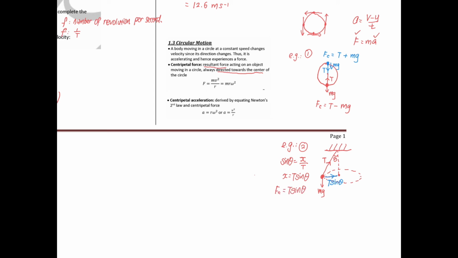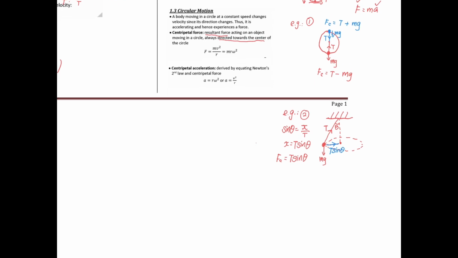So which is the resultant force again? The resultant force is T sine theta. For this case, the mg doesn't contribute any value because it is perpendicular to the direction that acts towards the center of the circle. Okay. One more example. This one, centripetal force is the important part, so we have to take more examples.